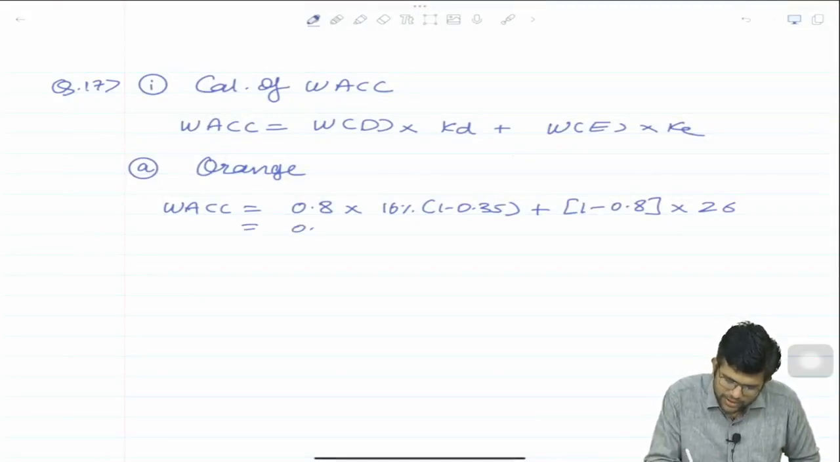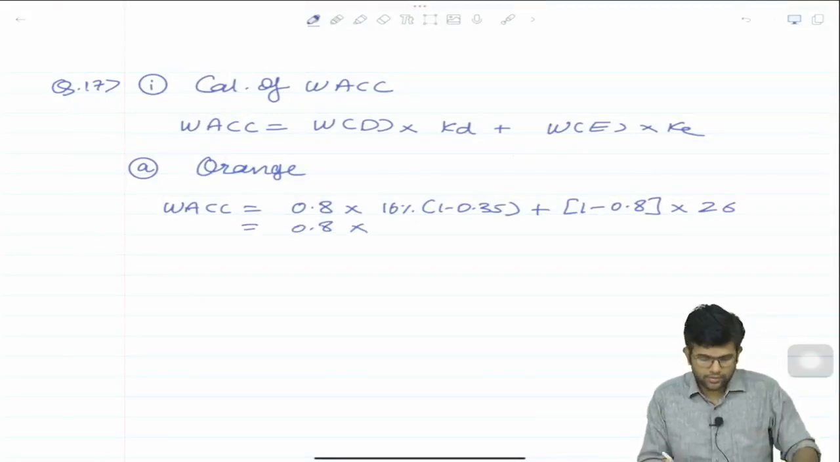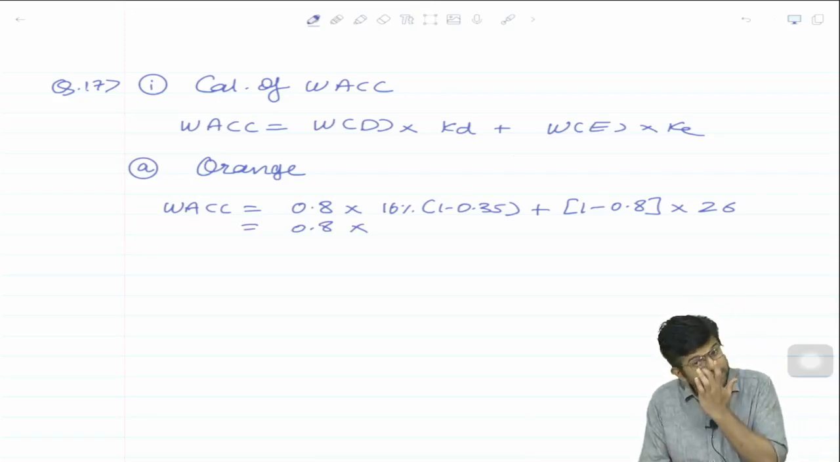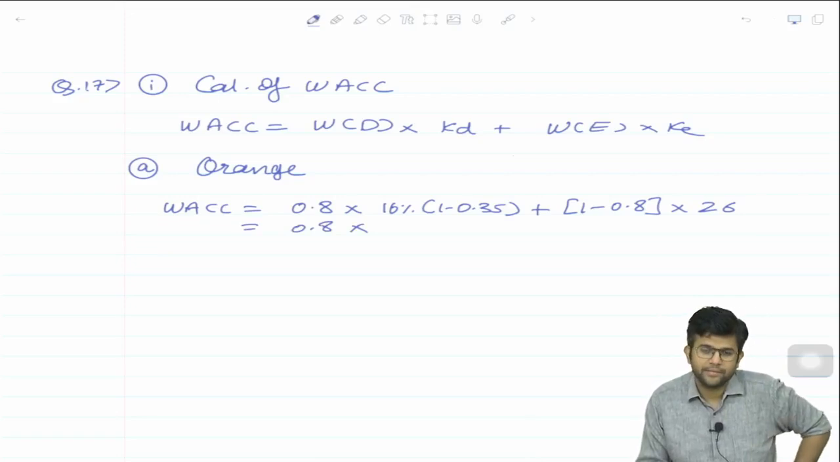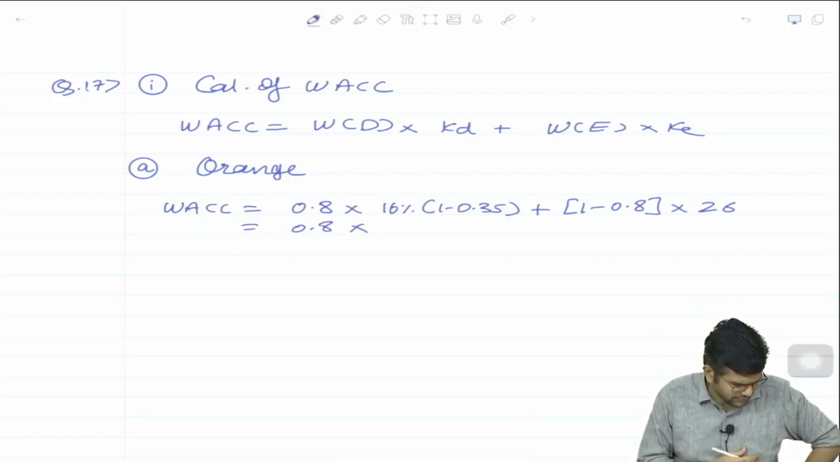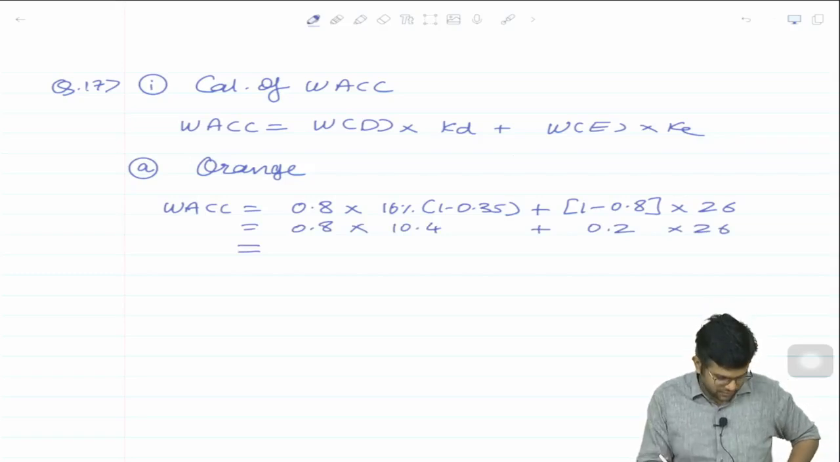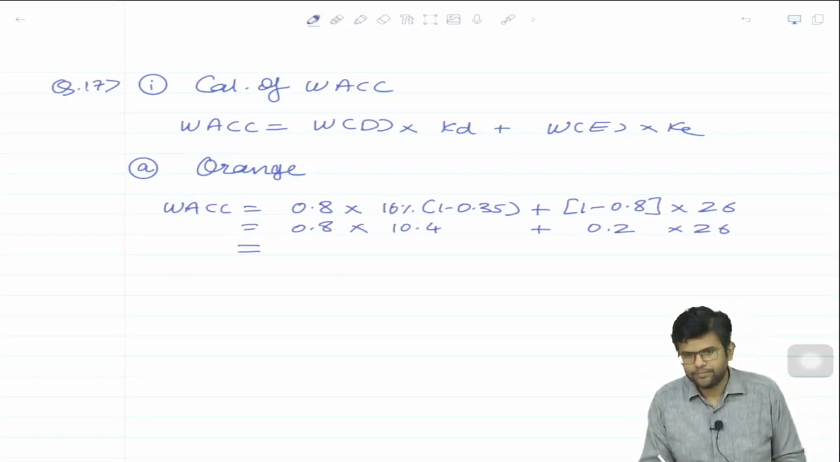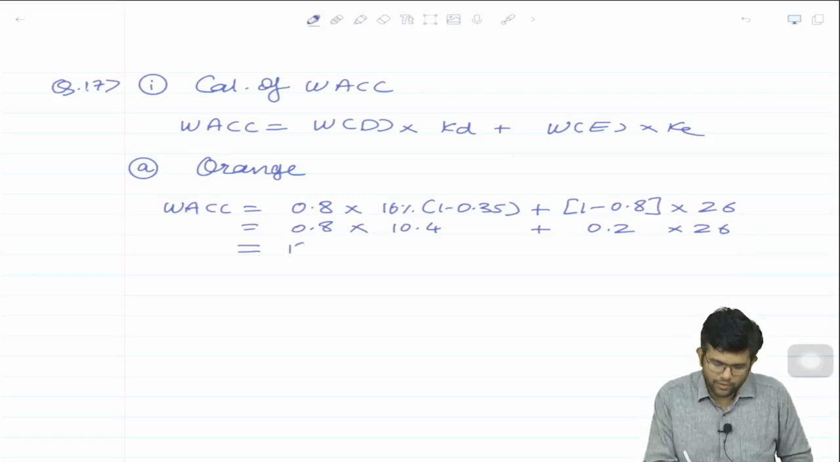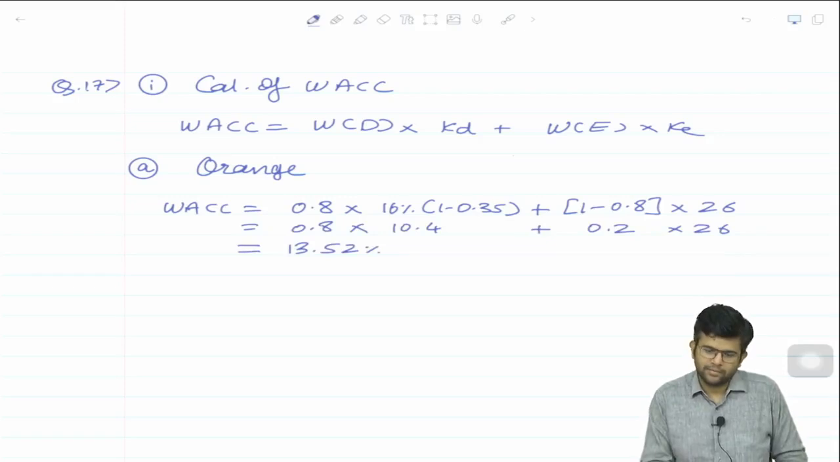So this is 0.8 into, okay, what is 16 minus 35%, or 16 into 0.65? 10.4 plus 0.2 into 26. Final answer comes to 13.52%. Okay, please complete Grape and Orange also. Start.